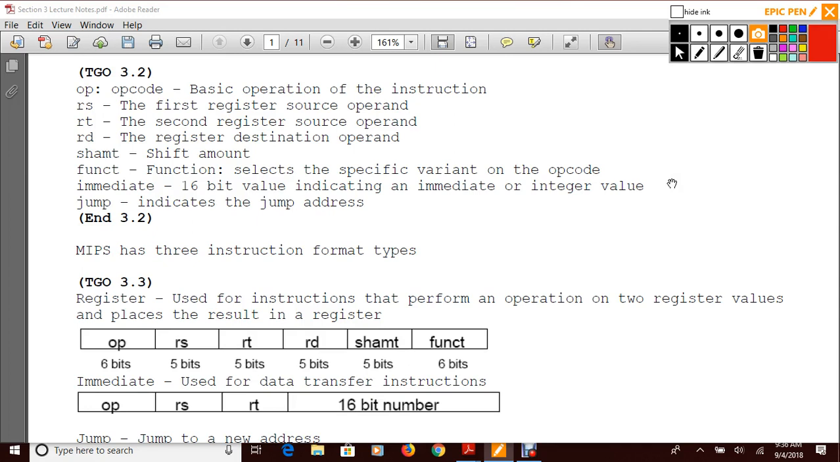So in order to define what those 3 registers are, we have RS, RT, and RD. RS is the first register source operand, RT is the second register source operand, and RD is the destination operand.